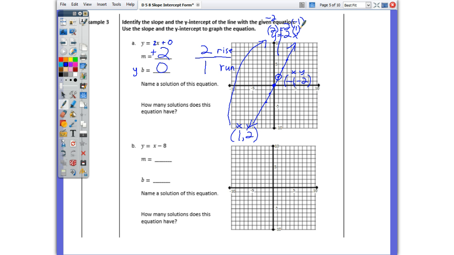Ends up being negative 2 equals negative 2. Does that work? So any points on here, you could have listed any of those and gotten the right answer. You just have to list one solution. How many solutions does this equation have?